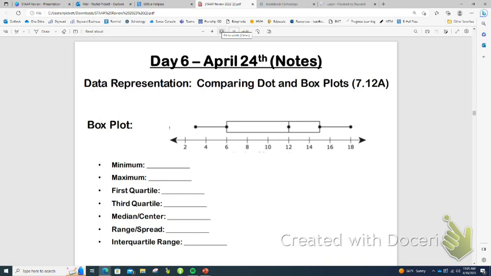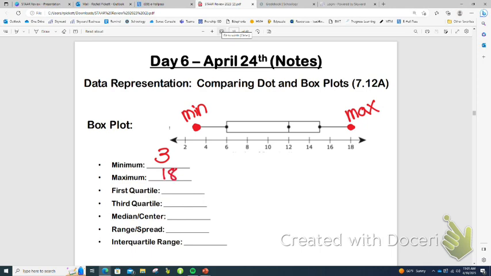The minimum is the least value, so it's where that first dot is. So go ahead and label that minimum, and that's in between 2 and 4, which is 3. The maximum is the last dot, the biggest value, so you can label that max, and that dot lands on 18.